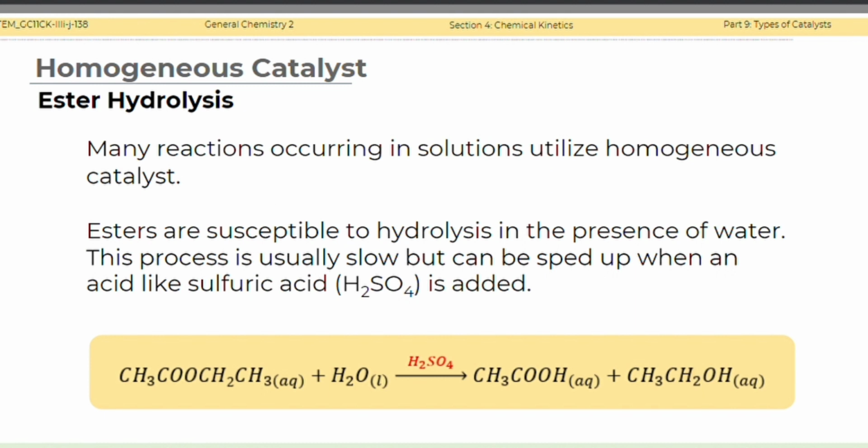Many reactions occurring in solutions utilize homogeneous catalysts. Esters are susceptible to hydrolysis in the presence of water. This process is usually slow but can be sped up when an acid like sulfuric acid is added.